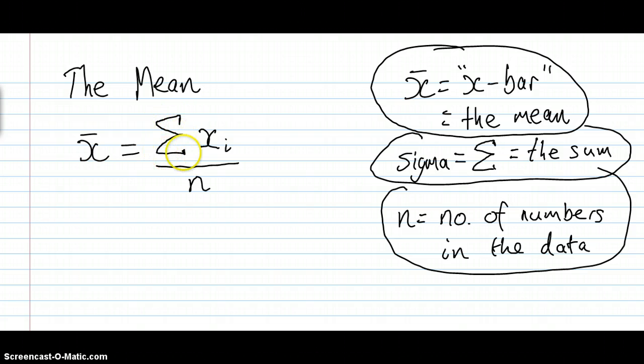Here we've got sigma, which is a Greek letter, and it means the sum. So whenever you see sigma, it means you're going to add up some stuff afterwards. And this little x represents all the scores. This little i could stand for iteration or instances. It means all the different instances of x, or all the different scores. And then the sum of all the scores is divided by n, which is the number of numbers in the data, or just the number of scores.